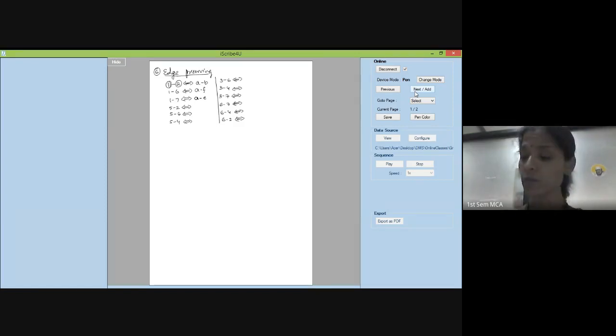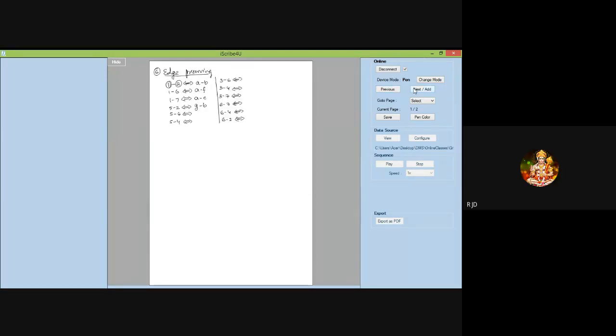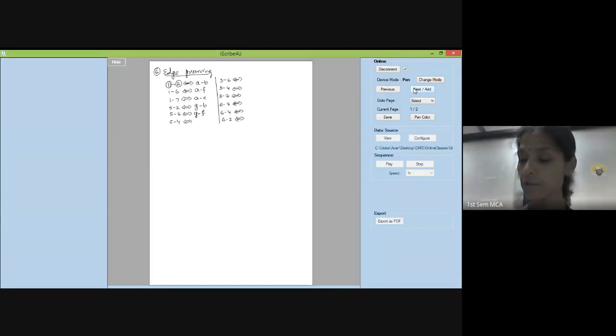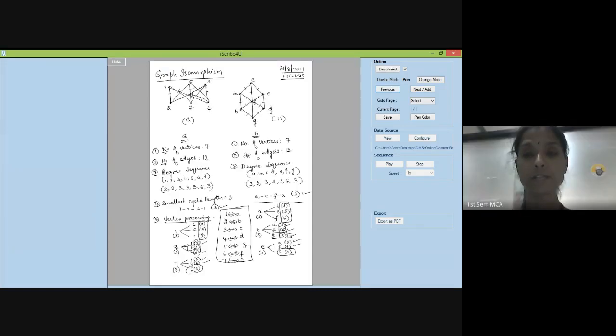Next is 5 to 2. 5 equivalent is G. 2 equivalent is B. Look for the edge GB. GB, there is an edge. So that edge is equivalent to your 5, 2. 5, 6 is nothing but GF. 5, 4 will be GD. See, GD is equivalent to 5, 4 and GF is equivalent to your 5, 6.